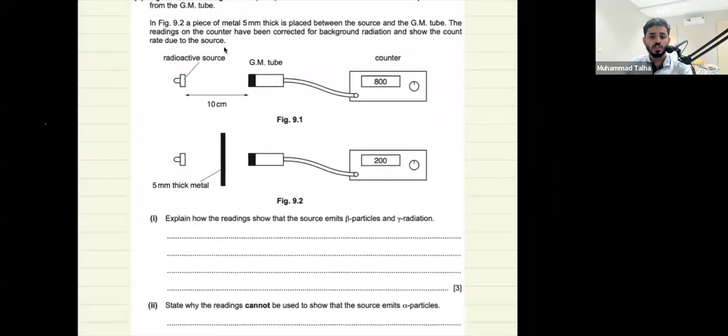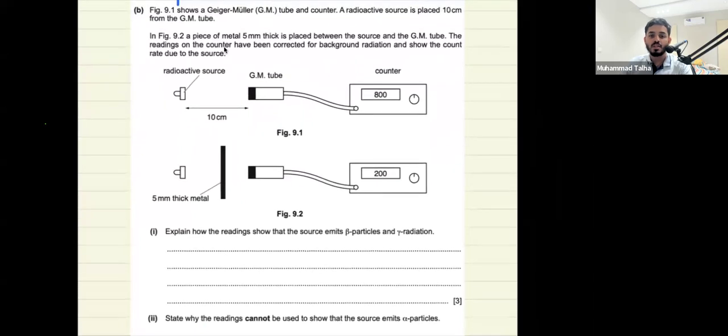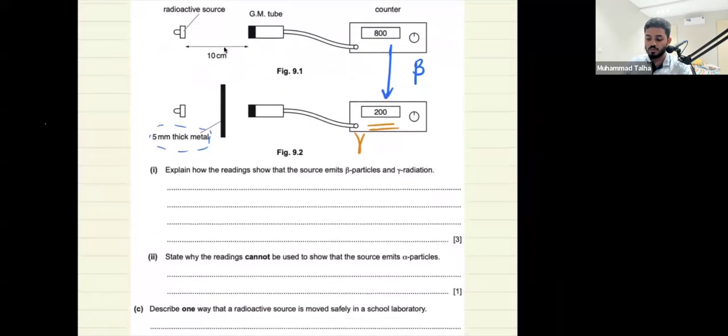Explain how the readings show that the source emits beta and gamma. It emits beta because when I place the 5 mm thick metal, the reading drops from 800 to 200, and this is because of beta. But if I still have a reading of 200, that means it is going through the metal. So that is gamma, right? That's what you need to explain here.